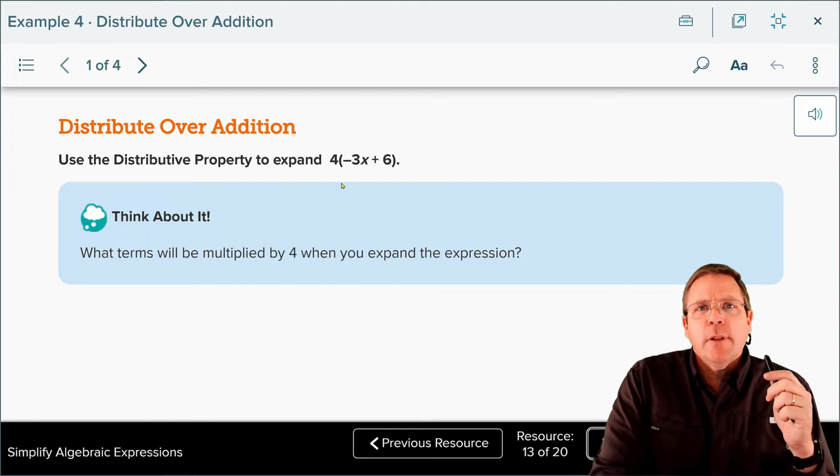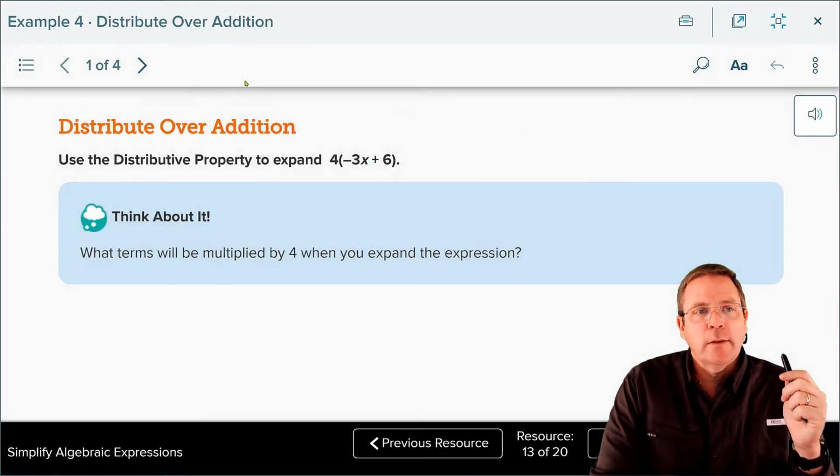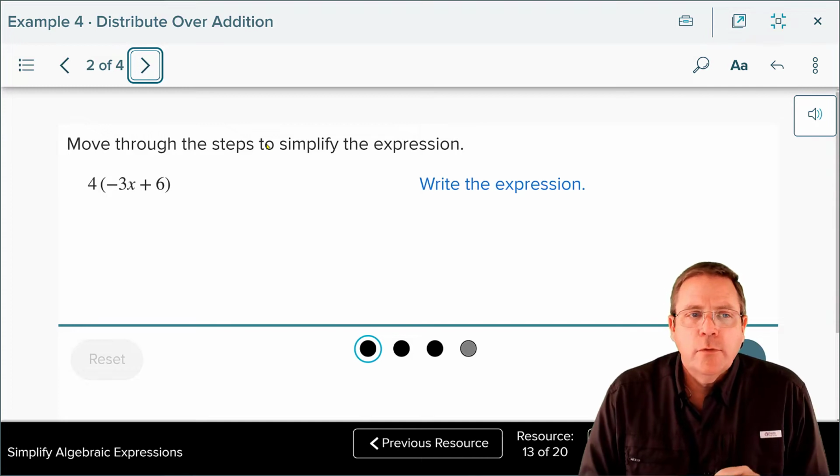So let's start actually applying this to some numbers. Here we have 4 times the sum of negative 3x and 6. It's the sum because they have that addition sign right there. So what are we going to do? We're going to take that 4 and distribute it all the way through the grouping symbols.